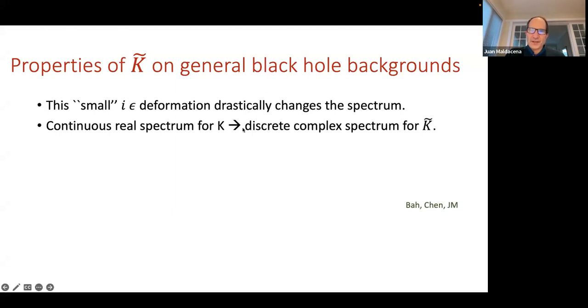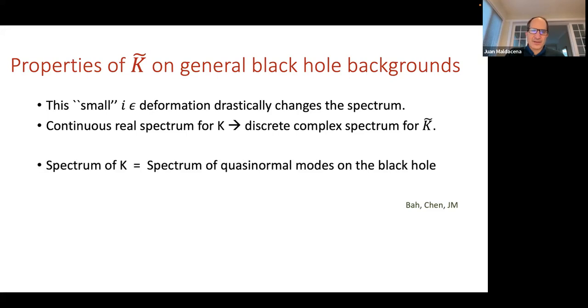Once you make this deformation, you find that K tilde has a discrete spectrum with complex eigenvalues. So K tilde is not a Hermitian operator, and it will have complex eigenvalues. And the spectrum of K tilde, there is a typo here, this should be K tilde, is actually equal to the spectrum of quasi-normal modes on this black hole.